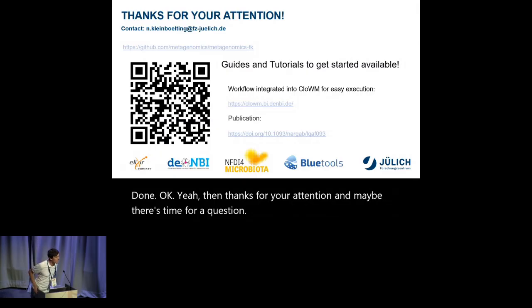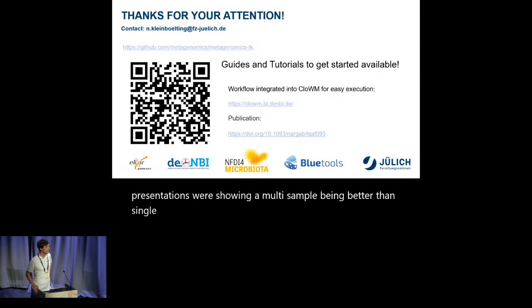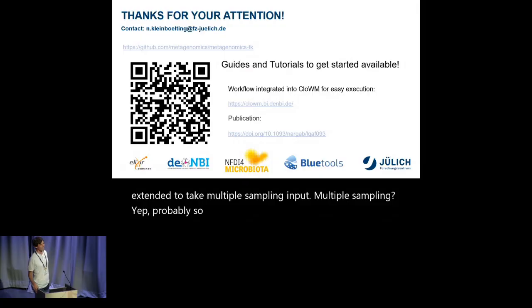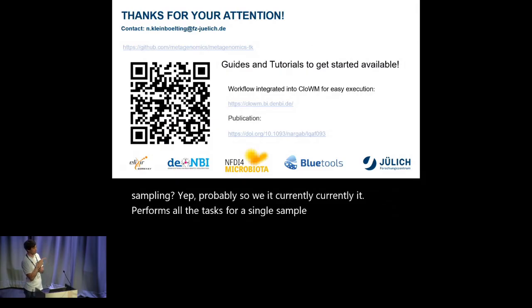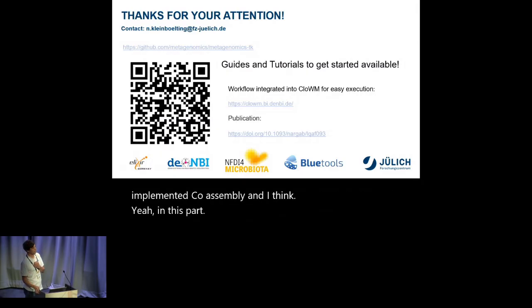Hi, I'm not very familiar with this field, but the previous presentations showed that multi-sample binning is better than single-sample binning. So I'm wondering if your tool can be extended to take multiple sample input. Multiple sample binning? Yeah, probably. Currently it performs all the tasks for a single sample, but Benedict already implemented co-assembly, and I think in this part it might be implemented. Actually, the answer is yes, it can.